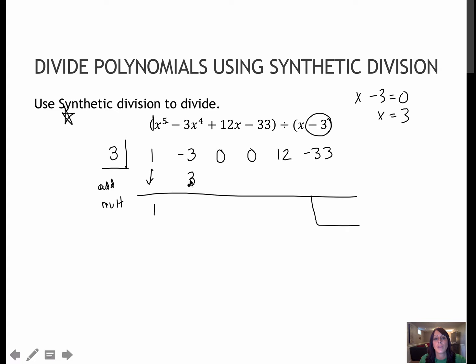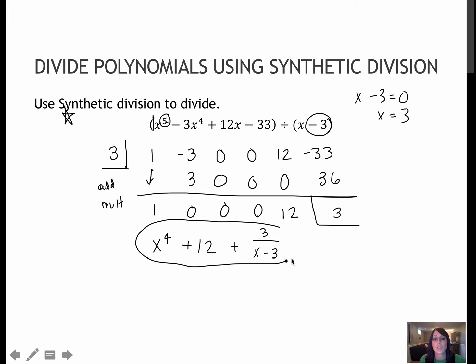So 3 times 1 is 3, negative 3 plus 3 is 0. 3 times 0 is 0, 0 plus 0 is 0. 3 times 0 is 0, 0 plus 0 is 0. 3 times 0 is 0, 12 plus 0 is 12. 3 times 12 is 36, negative 33 plus 36 is positive 3. On this one, I'm starting 1 less than this, so this would be x to the 4th, 0x to the 3rd, 0x to the 2nd, 0x to the 1st, plus 12. And then my remainder is positive 3 over x minus 3. This is the same solution that I got when I did it with long division. I think this is easier.